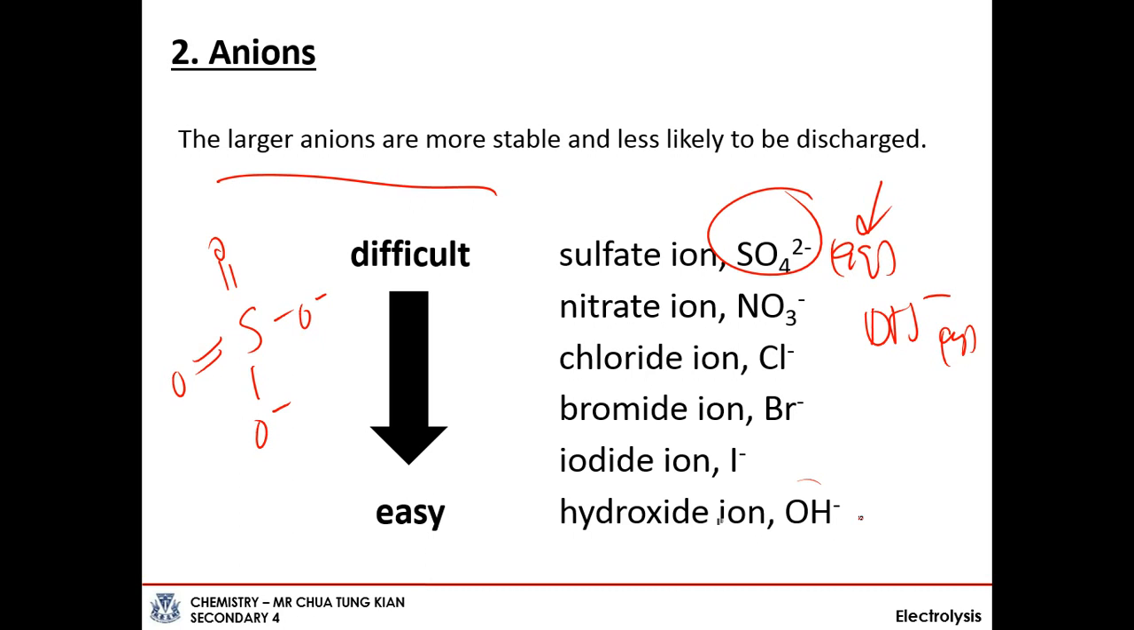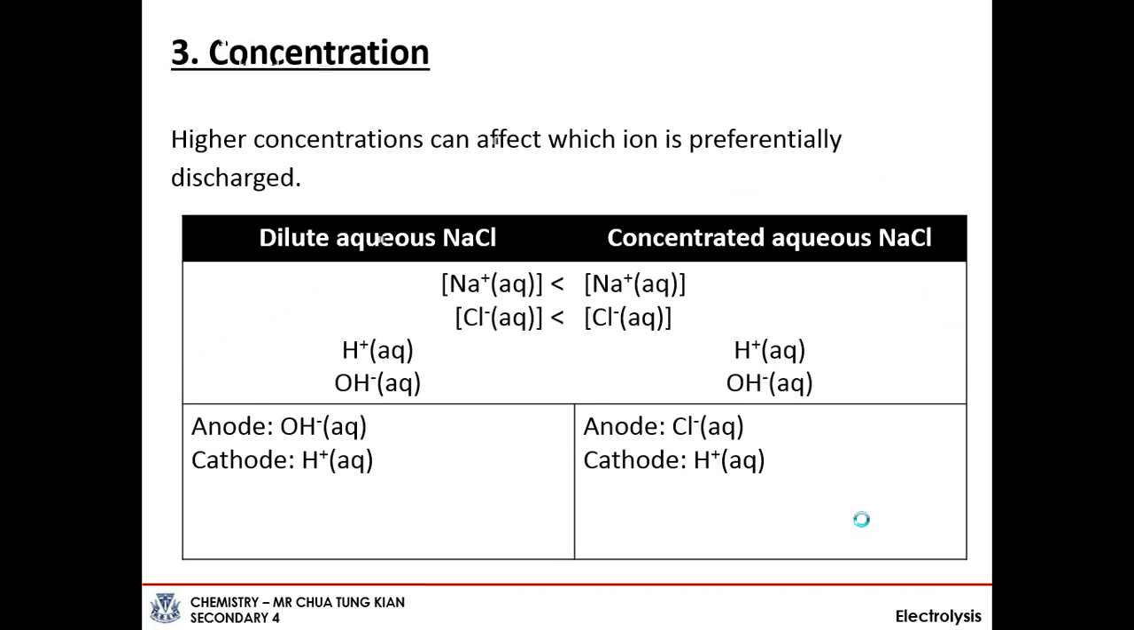Okay, so the next thing is concentration. The concentrations can affect which ions are preferentially discharged. Why is that so? Later we'll analyze this a little bit deeper, but for now, let's take a quick look. Dilute aqueous NaCl versus concentrated aqueous NaCl.